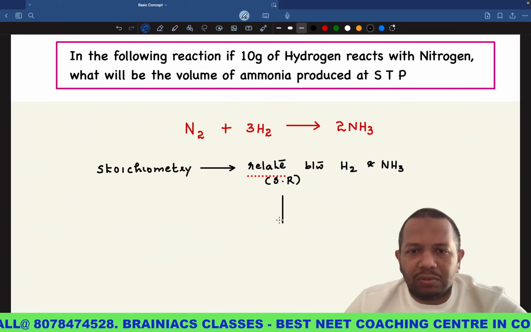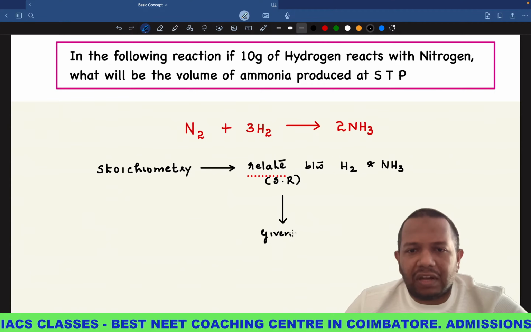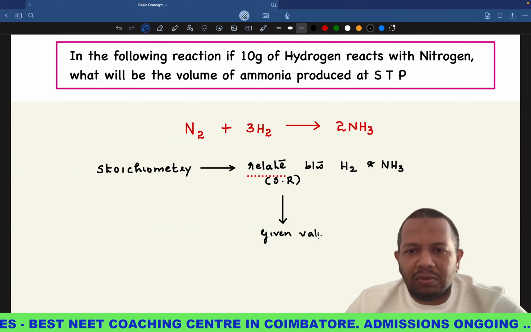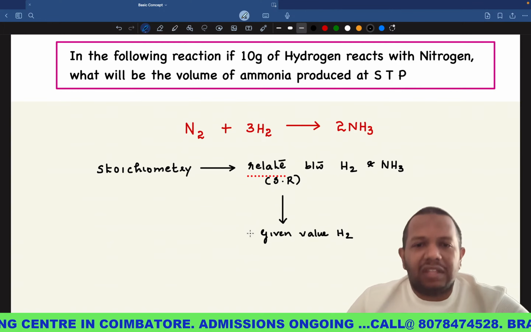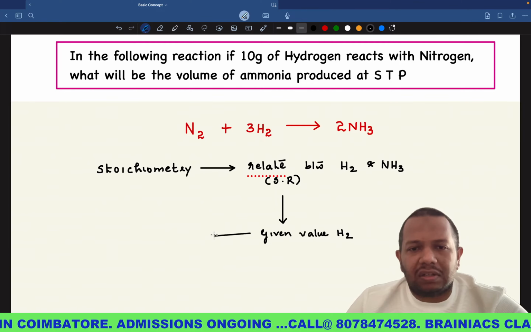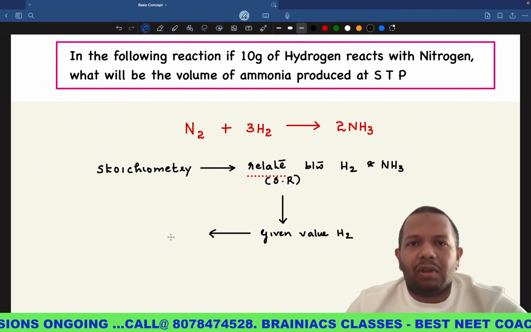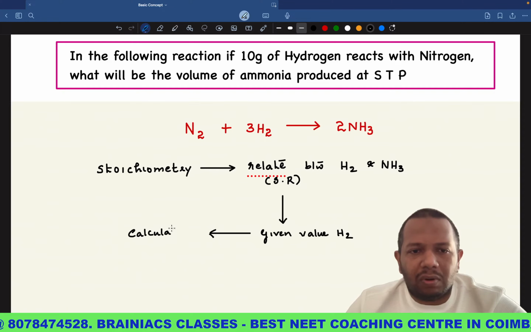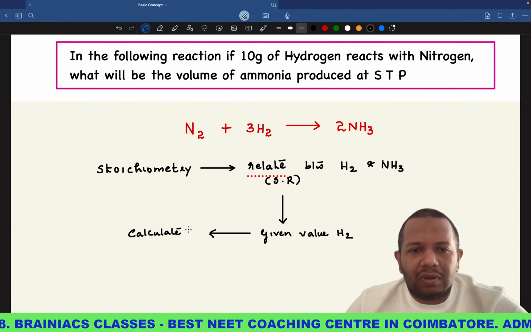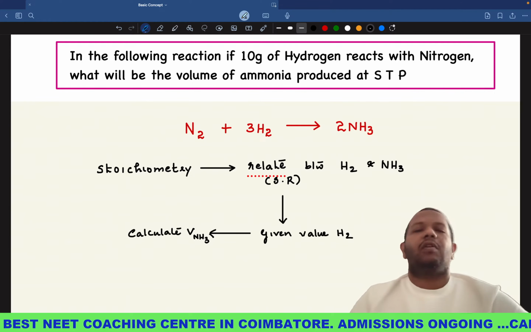Convert that value to the given value. Here the given value is for hydrogen. Then check it out. Then calculate the volume of ammonia. Calculate the volume of ammonia. I hope it is clear.